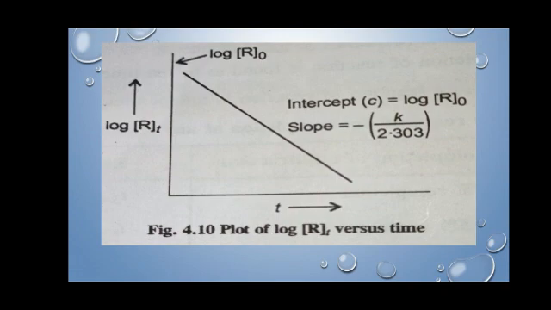This is the plot which is plotted between log R_t versus time t. And you can see the straight line where intercept c gives the value of log R naught, that is the initial concentration, and slope is equal to minus k, the rate constant, upon 2.303, which verifies the first order reaction.